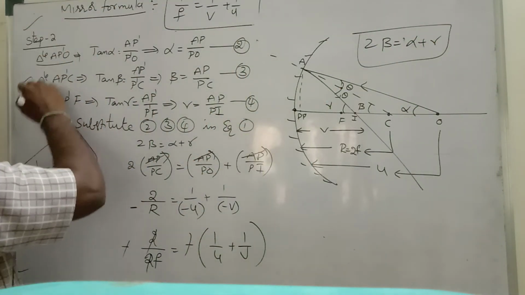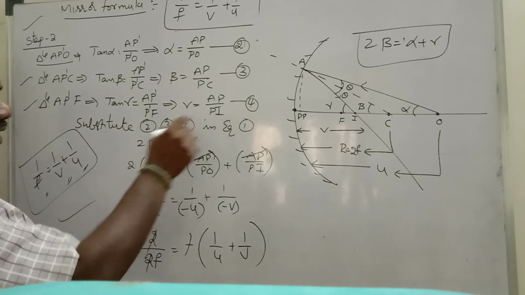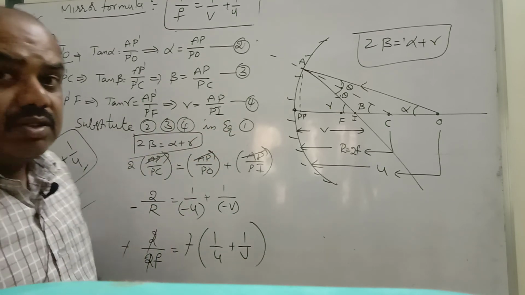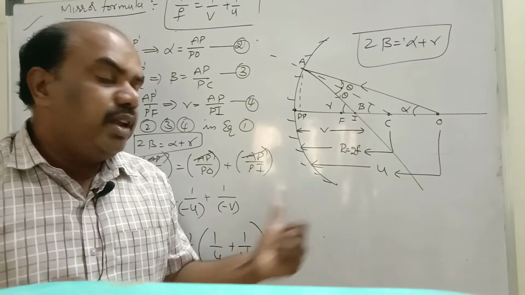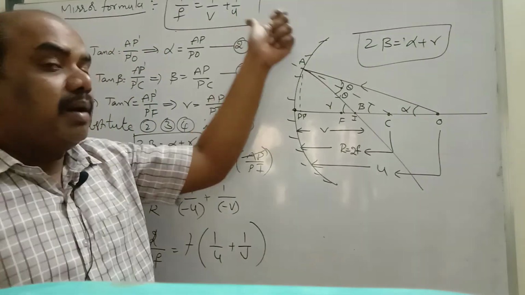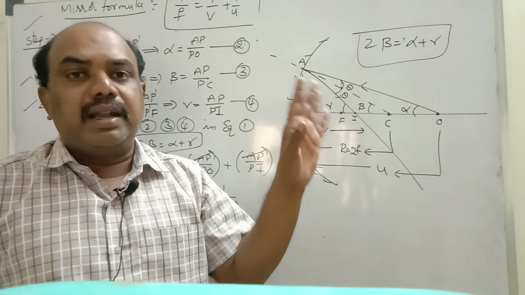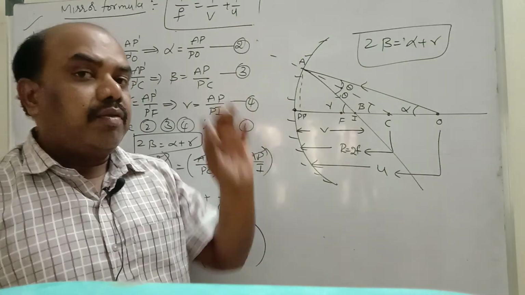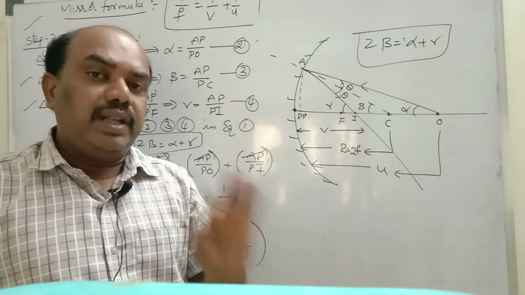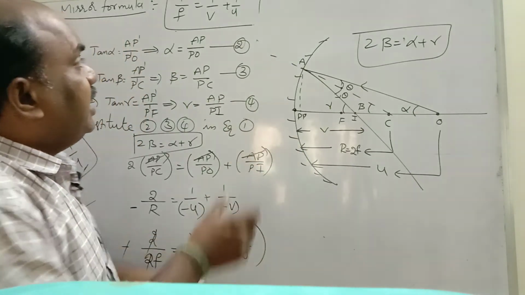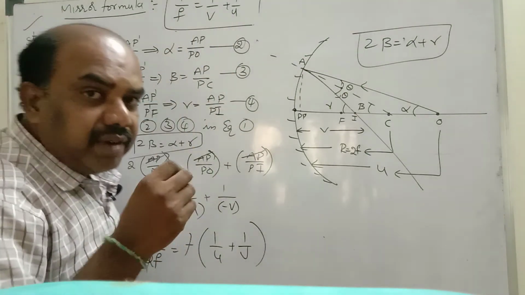Alpha, beta, gamma values I calculated here and substituted in this formula. I got 1 by f is equal to 1 by v plus 1 by u. This is the mirror formula. Very, very important derivation. This is applicable not only for one mirror, it is applicable for any mirror. But substitute after sign convention only. First do sign convention, then substitute in this formula. If any two values are given, the third value you can find easily.